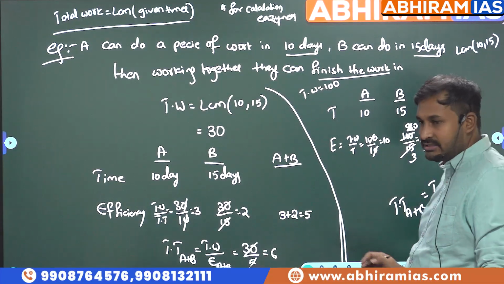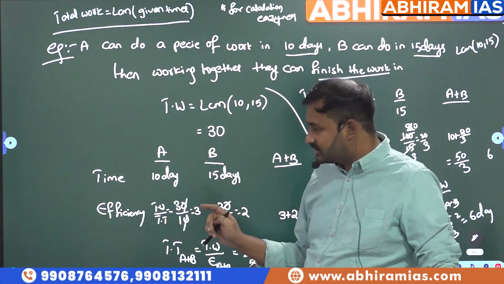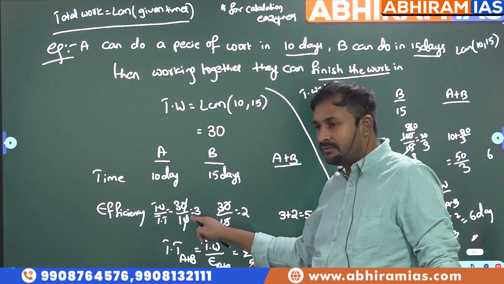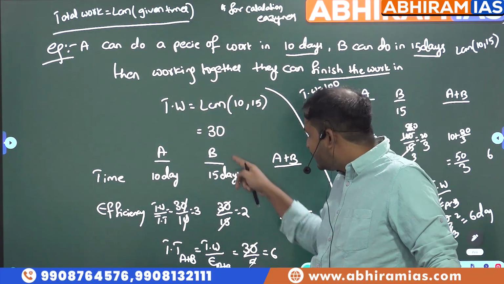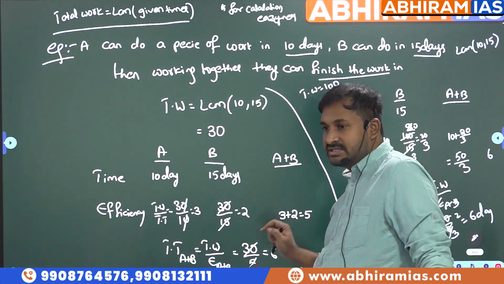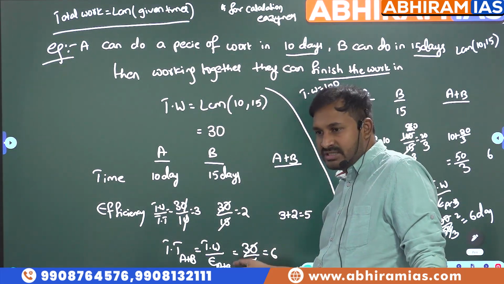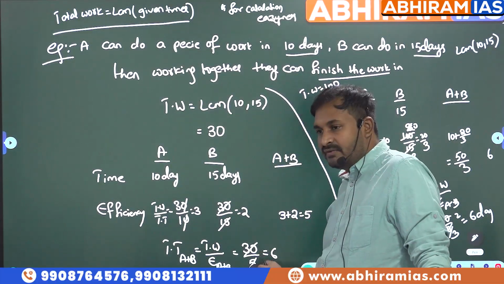So this is one case. Now I will assume total work as 30. Same question. Now efficiency of A will become what? 30 by 10, 3. Efficiency of B will become what? 30 by 15, 2. Combined efficiency is 5. So time taken by A and B will become what? Total work by efficiency of A and B. So 30 by 5, 6.